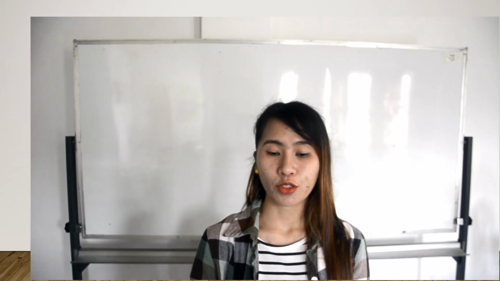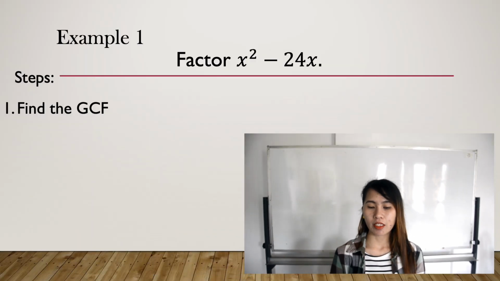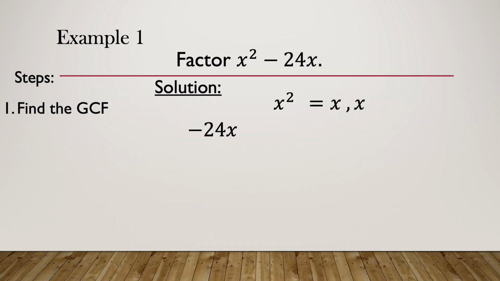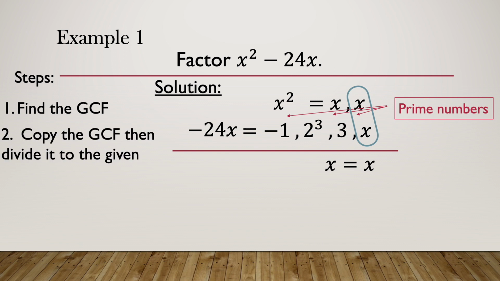Now let's try to factor a polynomial. For example number 1, factor x squared minus 24x. First step, find the GCF. For the solution, x squared and negative 24x. Let's find the common factors of these two terms. So we have x as the GCF. Next, copy the GCF, then divide it into the given.